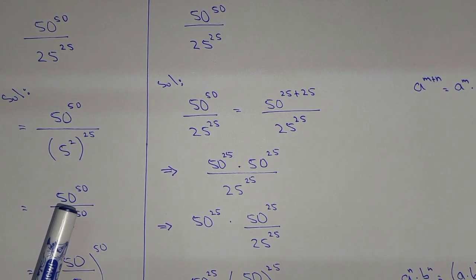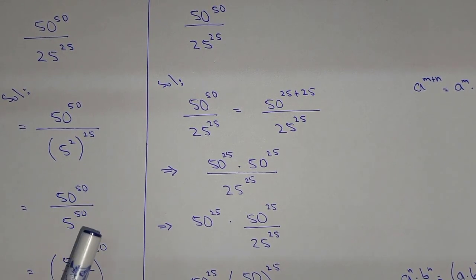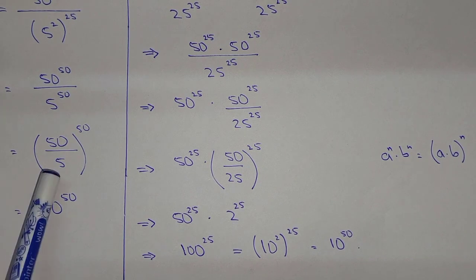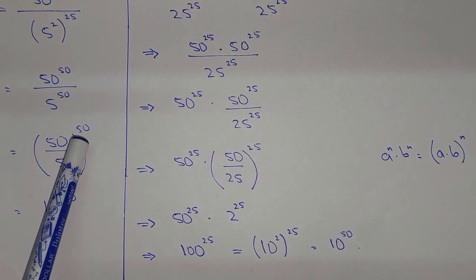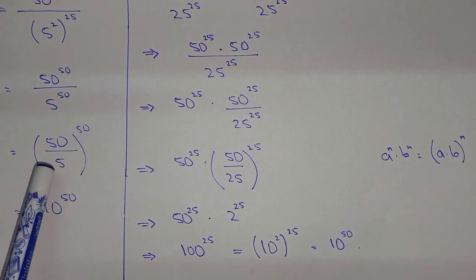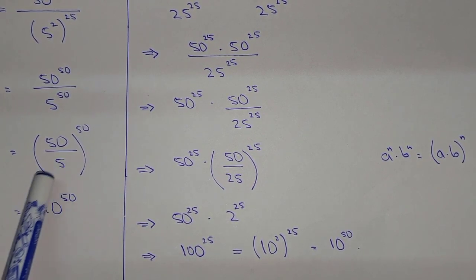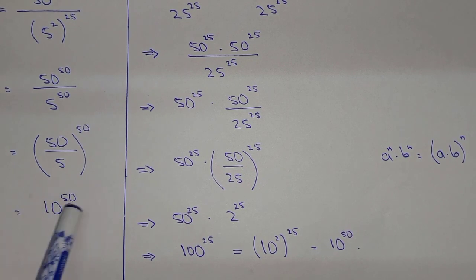So 50 power 50 divided by 5 power 50. It can be written as 50 divided by 5 whole power 50. So 50 divided by 5, that is 10. We all know that. So 10 power 50. So this is the final answer of that.